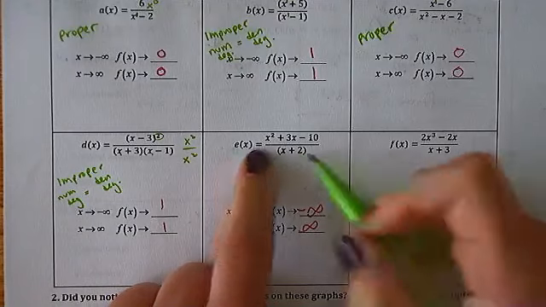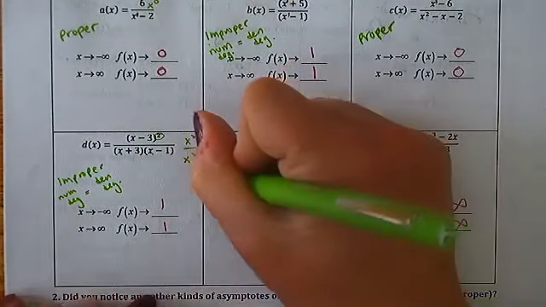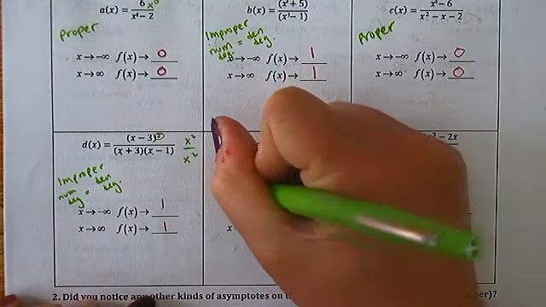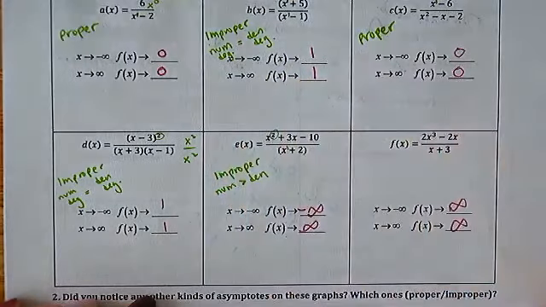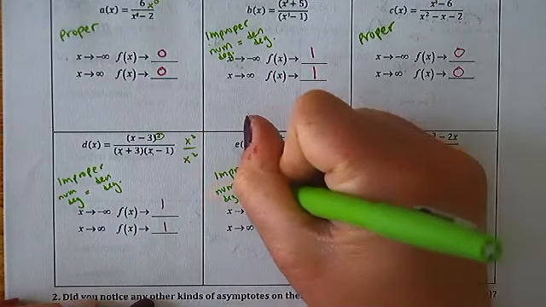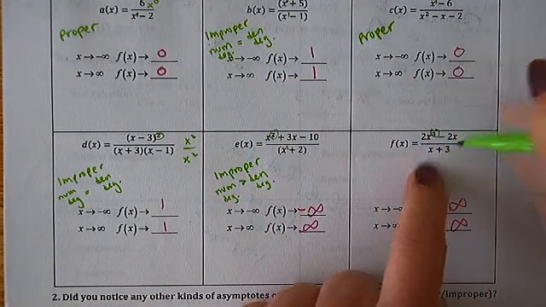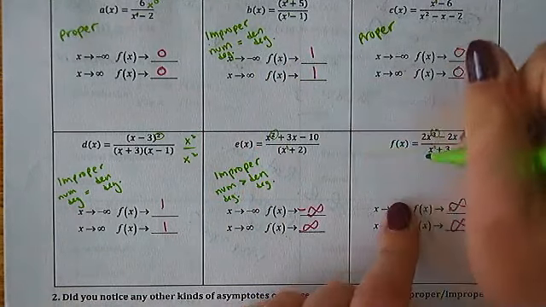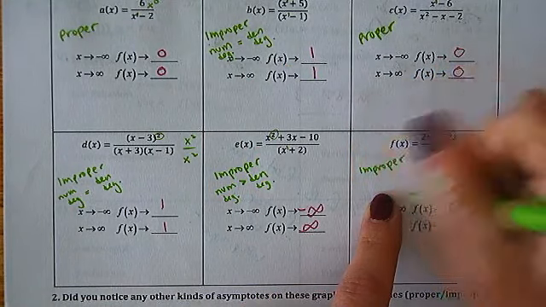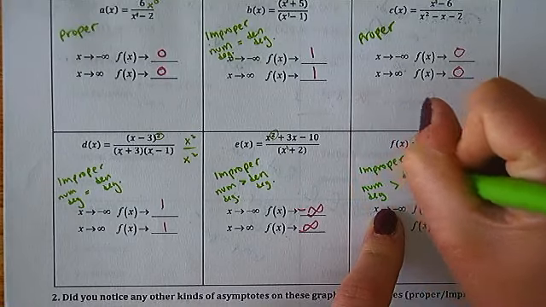Letter E, this is a quadratic divided by a linear, so it's bigger on top, which means that this is improper, where numerator degree is bigger than denominator degree, right? And then letter F is a cubic over a linear, so that would make this bigger on top. So again, it's improper, where numerator degree is bigger than denominator degree.